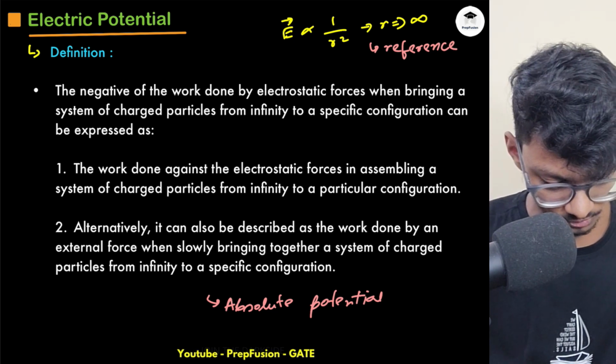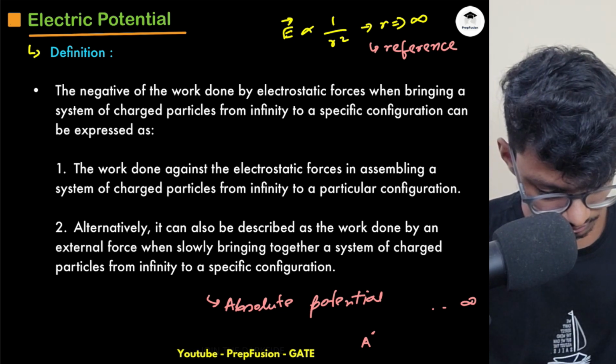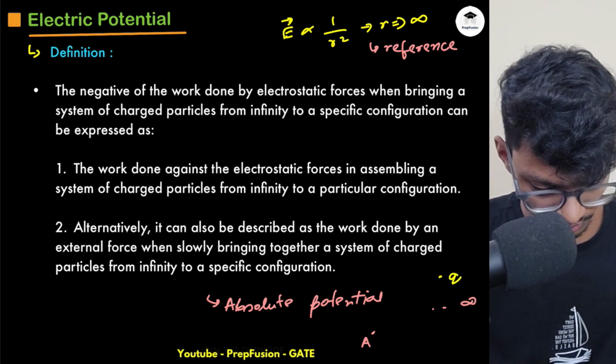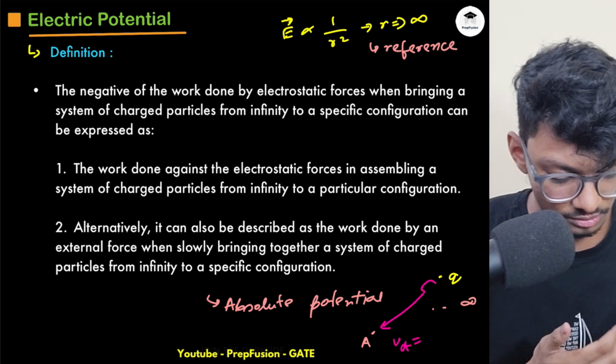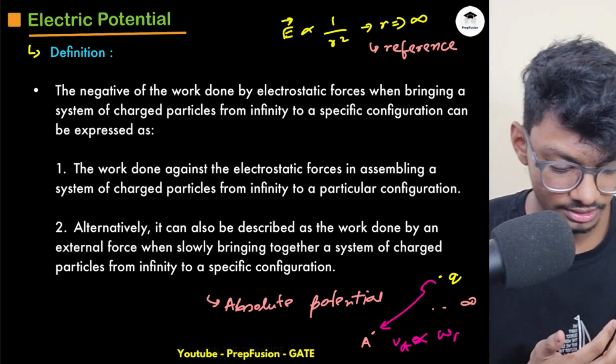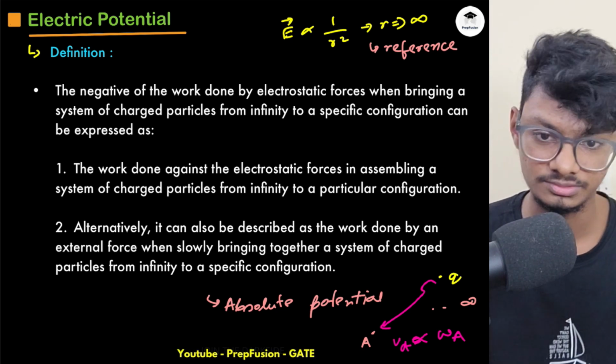So let's say this is infinity and this is some point A. I have some charge Q. I bring this charge from infinity to point A. So the potential of point A will be proportional to the work done to move the charge from infinity to point A. We'll talk about this more later on, don't worry.